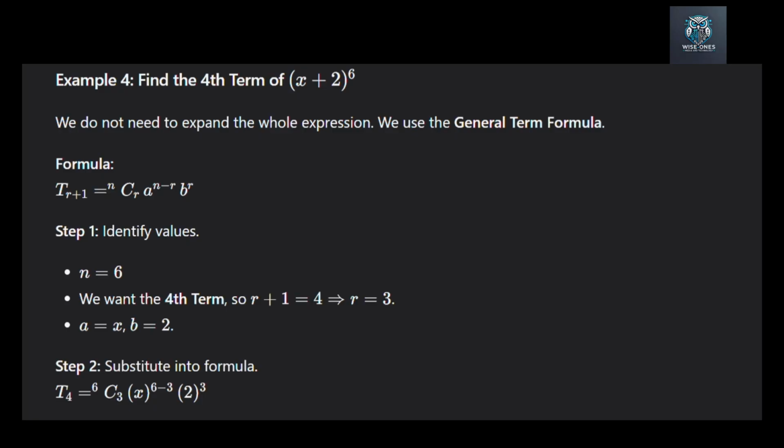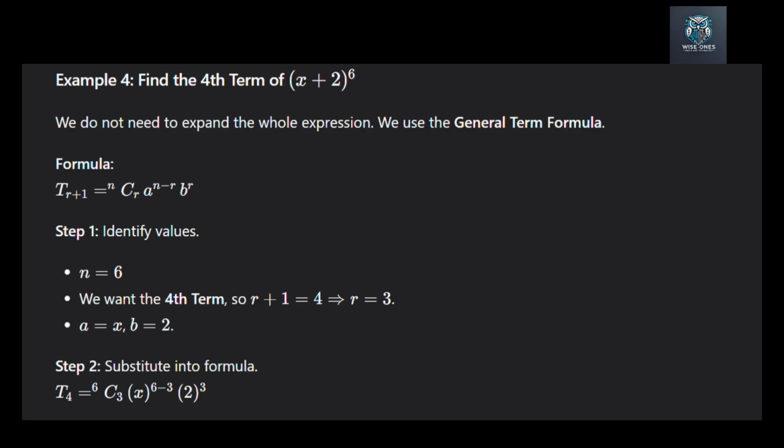Step 1. Identify values. n is 6. We want the fourth term. The formula uses r plus 1. So if r plus 1 equals 4, then r must be 3. a is x, b is 2. Step 2. Substitute into the formula. T4 equals 6 choose 3 times x to the power of 6 minus 3 times 2 to the power of 3. Step 3. Calculate 6 choose 3.